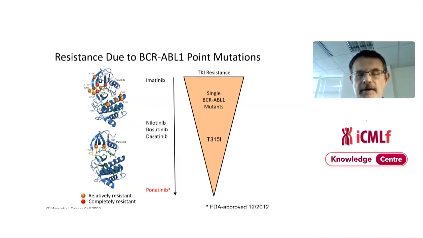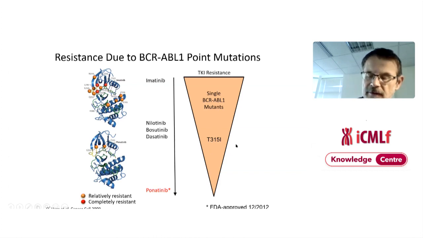Now let's first talk a little bit about BCR-ABL point mutations. There are many that confer resistance to imatinib, but only one, the T315I mutation, that confers resistance to all three second-generation TKIs currently approved, so to nilotinib, bosutinib, and dasatinib. And so detection of this mutation would trigger the selection of ponatinib as the salvage therapy because it's the only currently approved inhibitor that has activity against the T315I mutant.